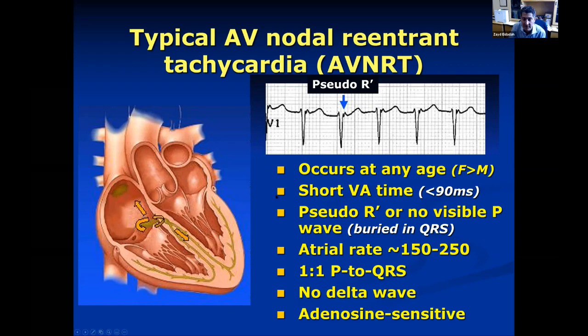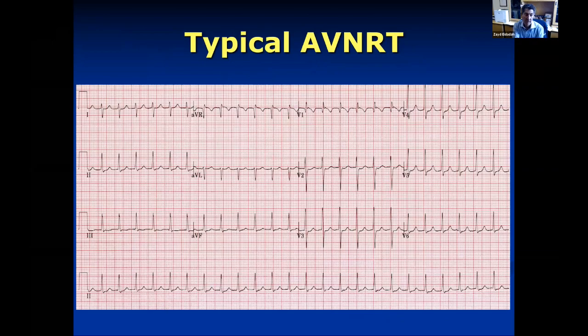But often there's a little bit of a delay because the ventricular apparatus, the ventricular conduction highway, is faster than the atrial one is. So the impulse gets backward to the atria a little slower than it does to the ventricles. So you see this little delay and a pseudo R prime just after the QRS. This is what typical AVNRT looks like. We have this little blip. We call this the pseudo R prime right after the QRS complex.